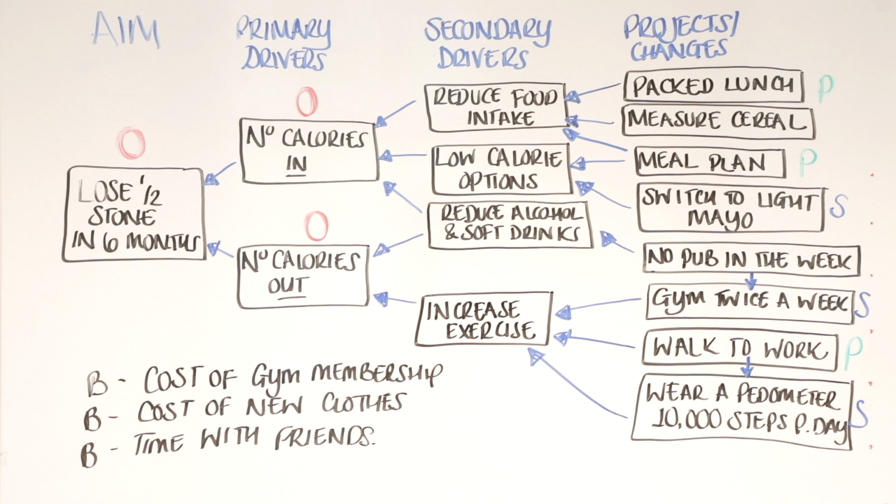Process measures we could introduce might be, are we taking a packed lunch? Are we meal planning? Are we walking to work? Structure measures, in this example, may be, do we have light mayo in the house? Do we have a gym membership? And do we own a pedometer? Balancing measures, in this example, might be the costs of a gym membership, having to buy new clothes when we lose weight, or spending less time with friends if we're not going to the pub.